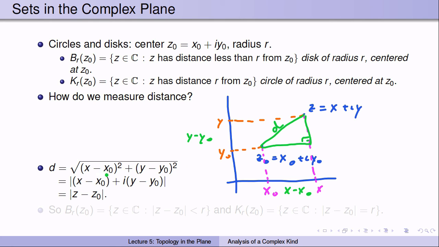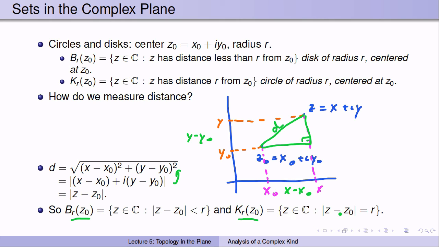But that looks awfully like the modulus of a complex number, namely the complex number x minus x0 plus i times y minus y0. That's how we would calculate its modulus. And this complex number is really the complex number z minus z0. So this distance d is actually the modulus of the complex number z minus z0. And with that new notation, I can write down the disk of radius r centered at z0 in a much easier way. It's the set of all those z's for which the modulus of z minus z0 is less than r. And the circle of radius r centered at z0 is the set of all z's for which the modulus of z minus z0 is equal to r.